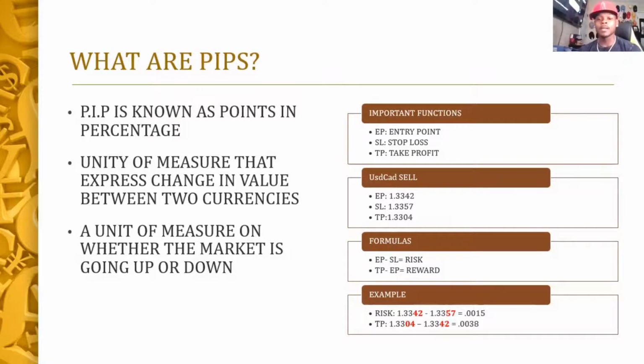Now, let's calculate our TP. So that will be 1.3304 minus 1.3342, and that will be a total of 38 pips. So we are risking 15 pips to collect 38 pips overall. Hopefully that makes sense for you guys. And now we're about to translate this into monetary gains.